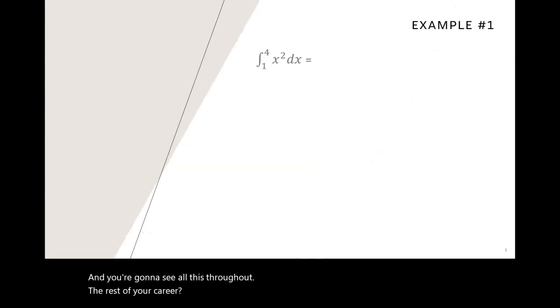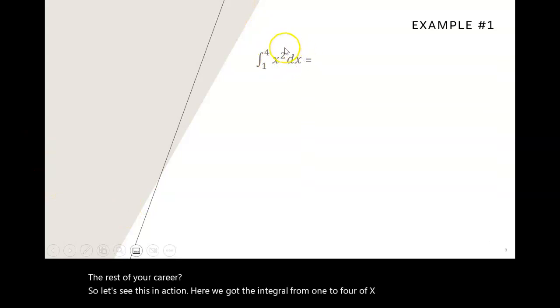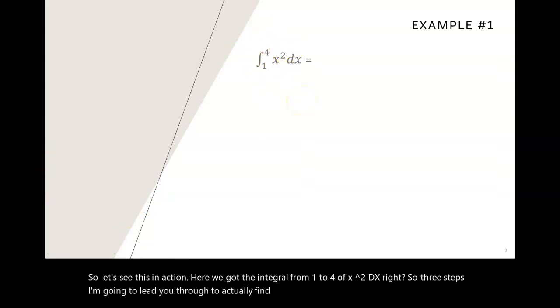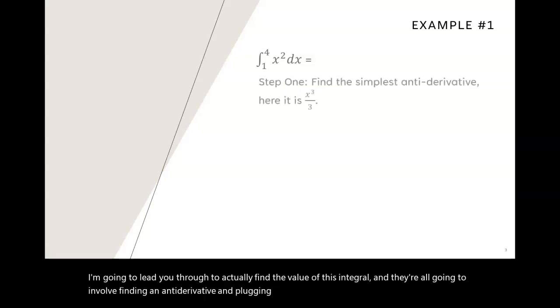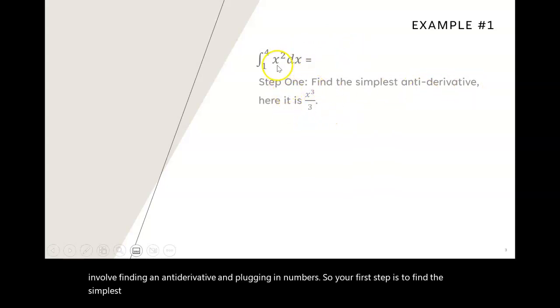So let's see this in action here. We've got the integral from 1 to 4 of x squared dx. Right? So there are 3 steps I'm going to lead you through to actually find the value of this integral, and they're all going to involve finding an antiderivative and plugging in numbers. So the first step is to find the simplest antiderivative of x squared, and that's simple. It's x cubed over 3.